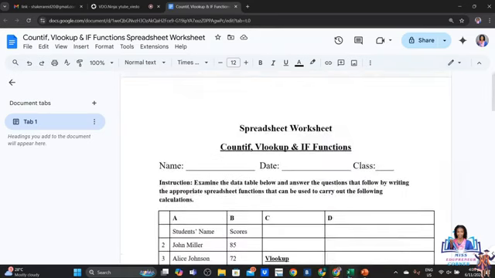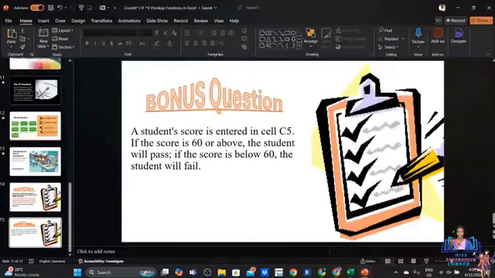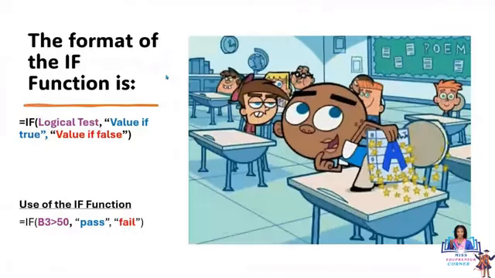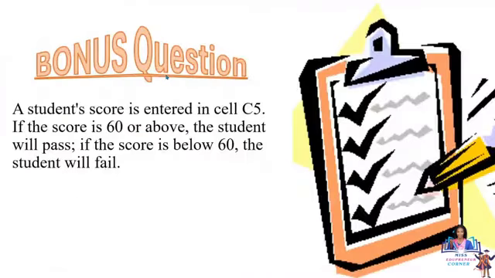So now we can jump back to our PowerPoint presentation and wrap up. Before we close off, we have a bonus question. It reads, a student's score is entered in cell C5. If the score is 60 or above, the student will pass. If the score is below 60, the student will fail. So let me go again. A student's score is entered in cell C5. If the score is 60 or above, the student will pass. If the score is below 60, the student will fail.